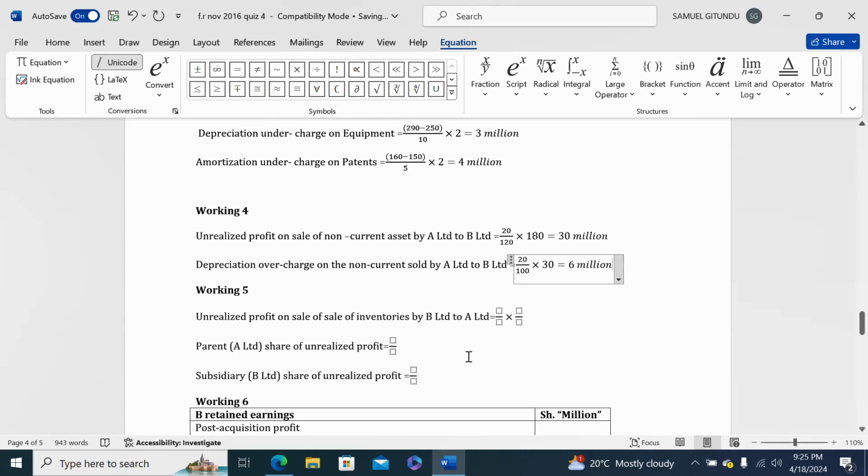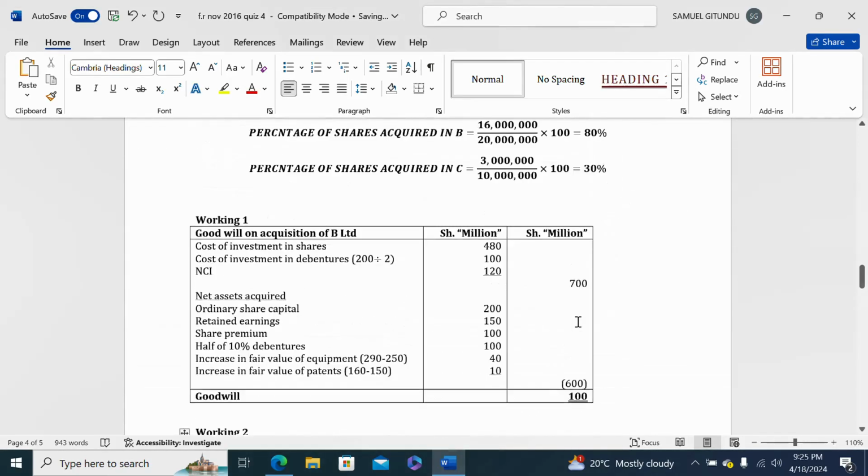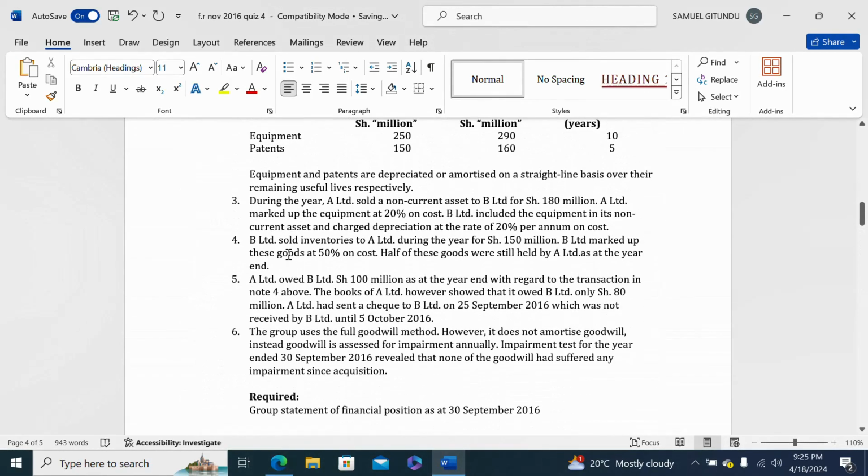Then we calculate the unrealized working 5. We now calculate the unrealized profit on sale of inventories by B Limited to A Limited. We are told in additional information number 4, B Limited sold inventories to A Limited during the year for shillings 150 million. B Limited marked up these goods at 50% on cost. Half of these goods were still held by A Limited as at the year end.